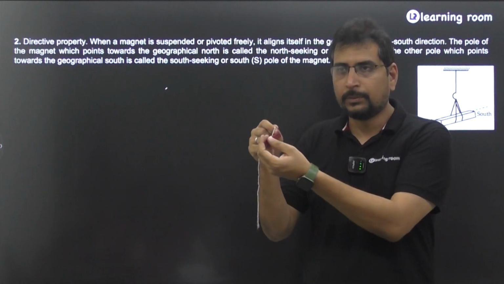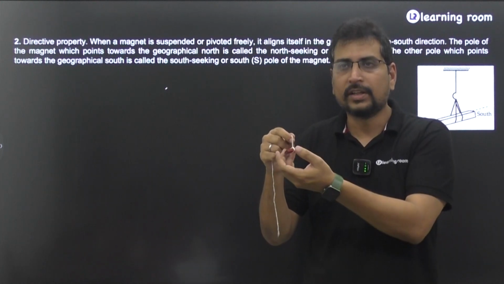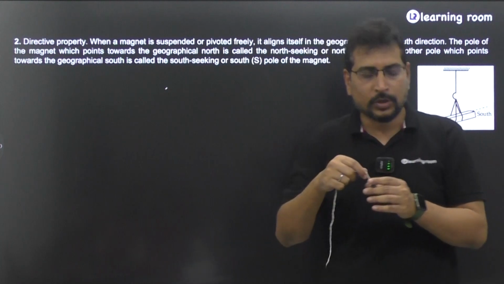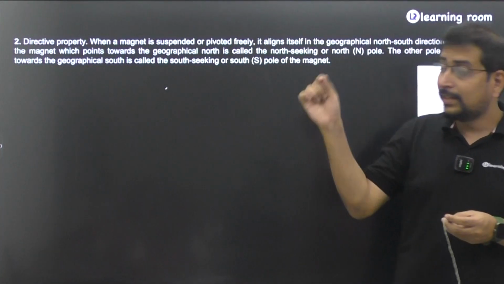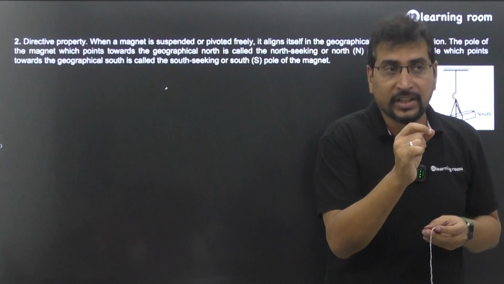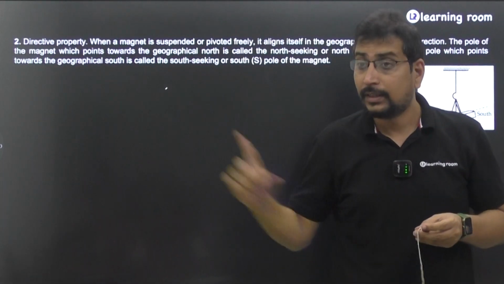Let's say I have this in my hand. Now you don't know what is the direction. You're navigating, you don't know what is the direction. So what are we supposed to do? There is an important basic property exhibited by a magnet. What is it? Directive property.